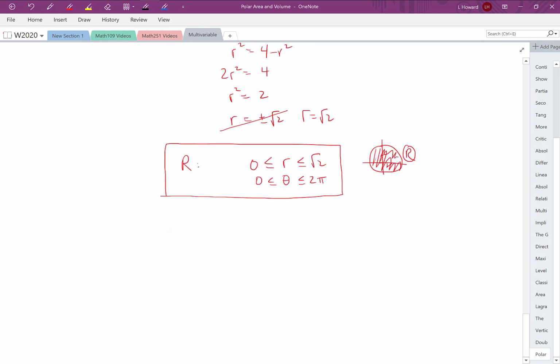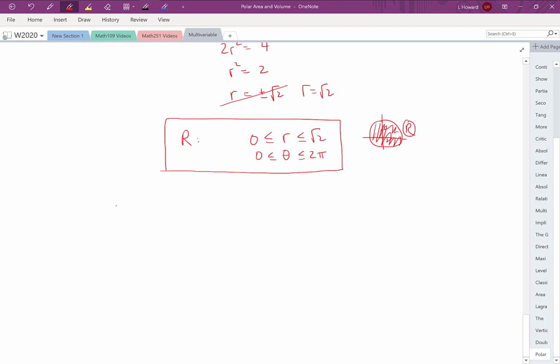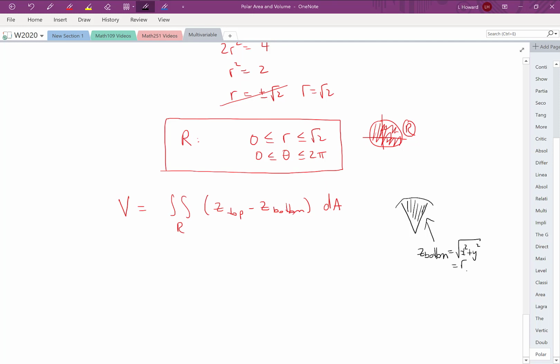So once we've got our description of R, we can think in general about how to set up a double integral for the volume between two surfaces. So it's going to be the double integral over R of z top minus z bottom times dA. So I'm going to draw another picture of our ice cream cone just beside this formula, and we'll see if we can figure out the formulas for z top and z bottom. Okay, so z bottom is coming from the cone. We know the equation of the cone was given in the question as root x squared plus y squared. If we write that in polar, it would just be r.